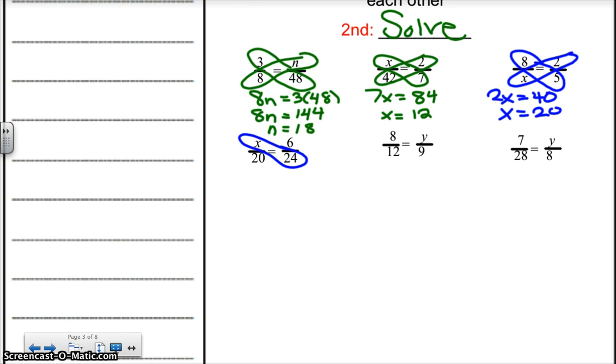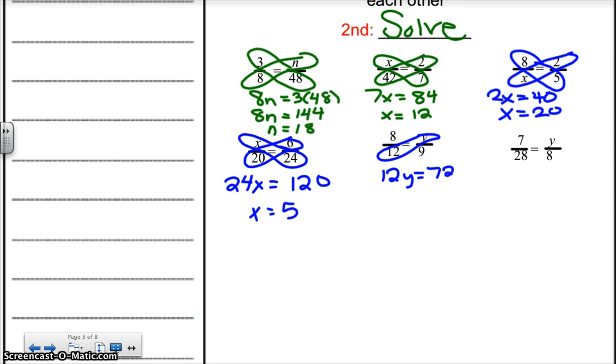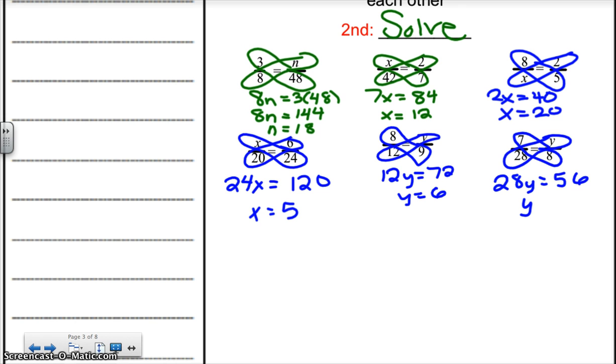Again, I start with my variable side. 24x is equal to 6 times 20 would be 120. Divide them, and what does that equal? Somebody tell me. 5. x equals 5. Right, and then I have 12y is equal to 72. And then y is 6. And last one, 28y is equal to 7 times 8 is 56. y is what? 2. Thanks.